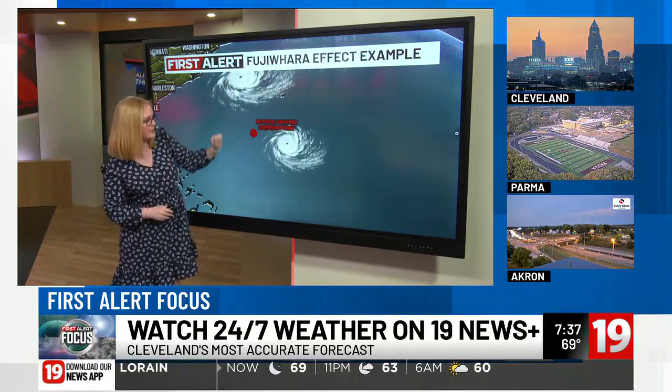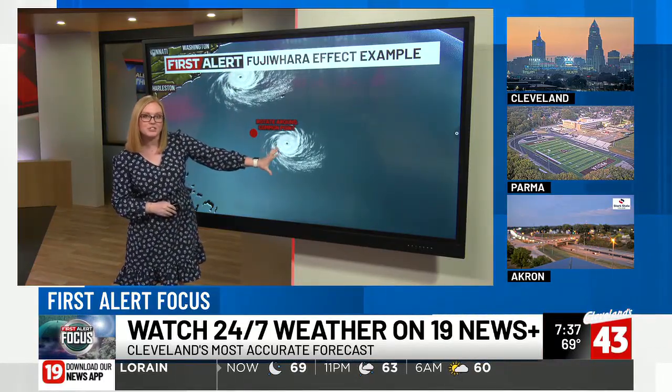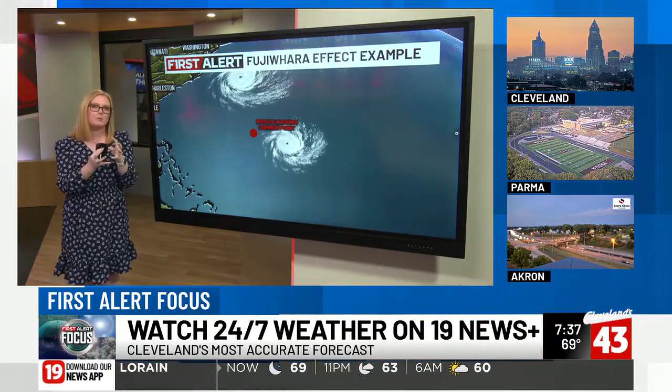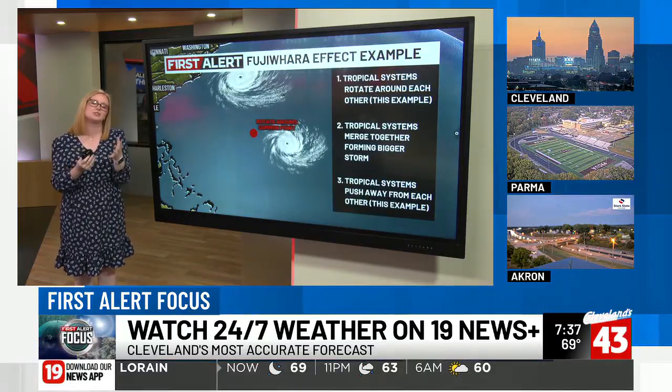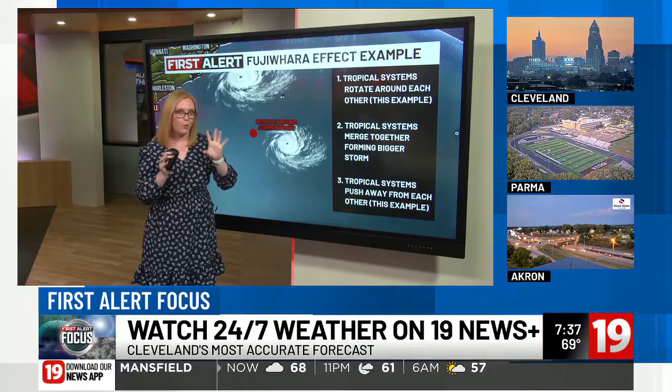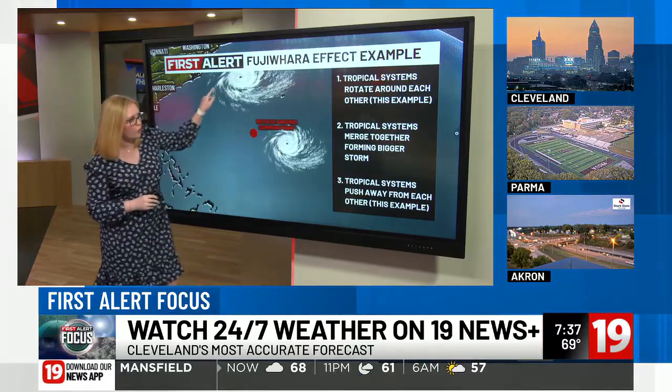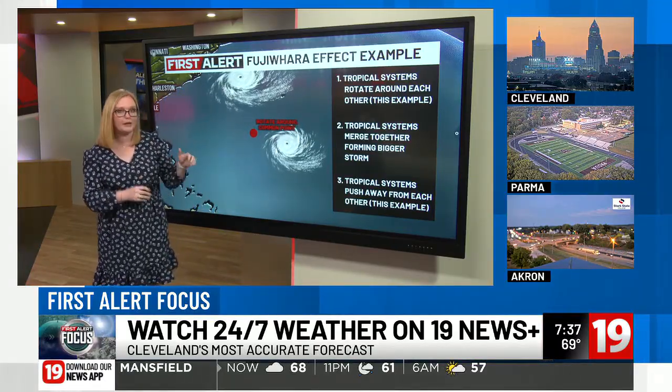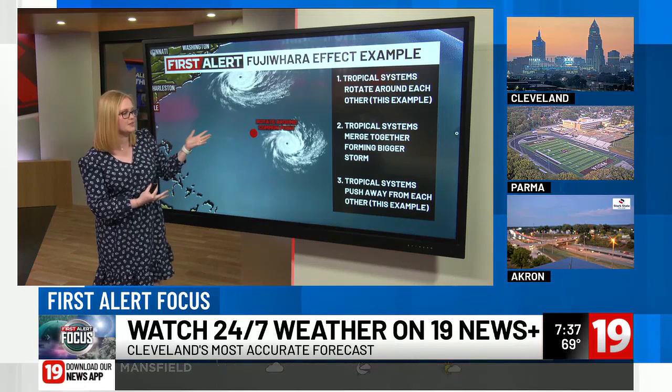The northern storm gets a little bit bigger. That smaller southern storm tends to get a little bit more compact. Why is this? Well, it could be for a couple of different reasons. One, you've got a couple of different ways this can happen. You've got these two storms rotating around that common point, which is exactly what we showed in this example.